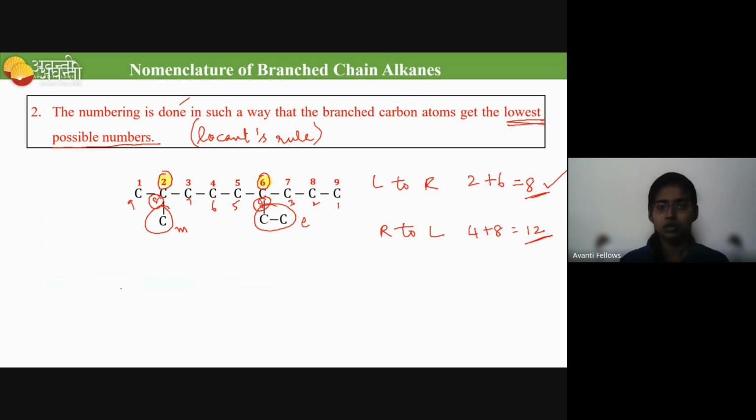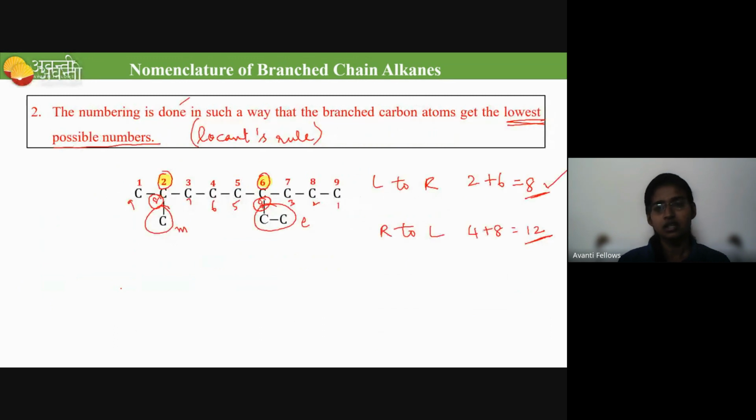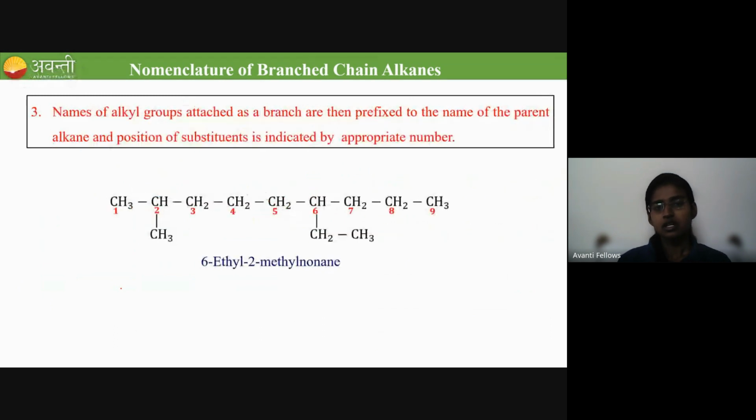Positions 2 and 6. So it is called 6-ethyl 2-methyl nonene. So the third rule: names of alkyl groups attached as a branch are prefixed to the name of the parent alkane, and the position of the substituent is indicated by an appropriate number. So methyl and ethyl are the substituents.